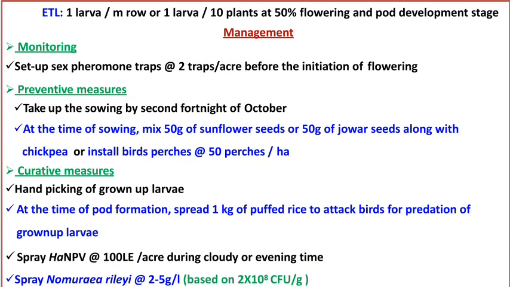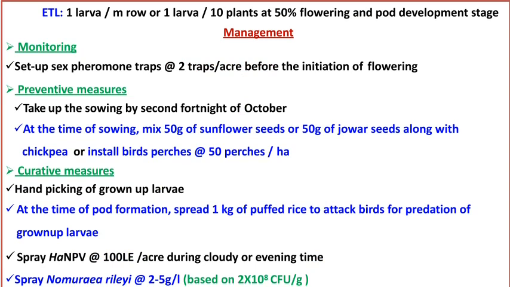If you install bird perches in your fields, the birds sit on those perches, pick up the different instar larvae of Helicoverpa armigera and eat them. It means that it indirectly controls Helicoverpa armigera.